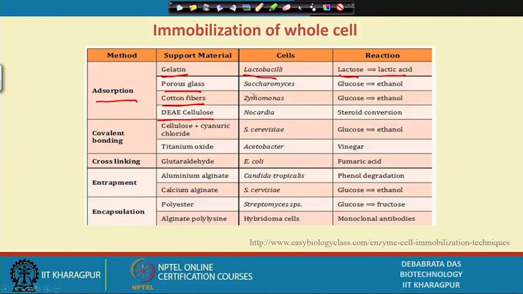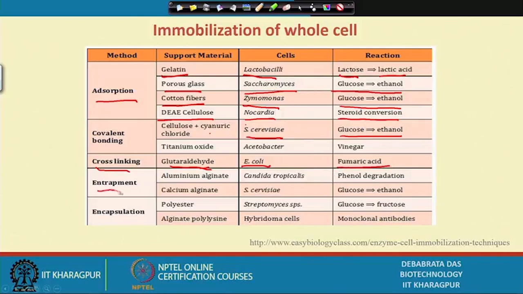In the case of porous glass, if we use Saccharomyces cerevisiae, it converts glucose to alcohol. Zymomonas mobilis can also convert glucose to ethanol, and Nocardia can undergo a steroid transformation process. For covalent binding, we have cellulose with cyanuric chloride, and Saccharomyces cerevisiae can be used for glucose to ethanol. For cross-linking, glutaraldehyde is used as a cross-linking agent, and when E. coli is immobilized, it produces fumaric acid.